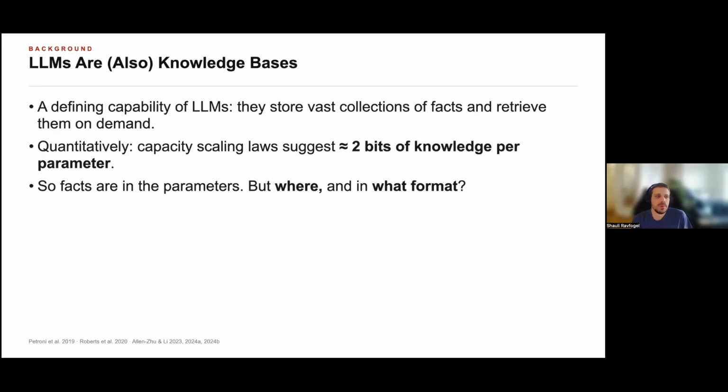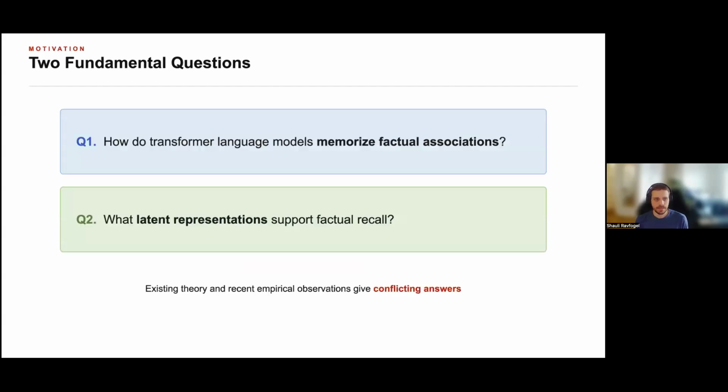So what we're trying to do. We know that one of the basic abilities of language models is that they have very vast knowledge about factual information about the world. And people have tried to quantify this knowledge. We know that the knowledge is somewhere in the parameters, but the question is where and in what format, so how the model is actually storing all this knowledge.